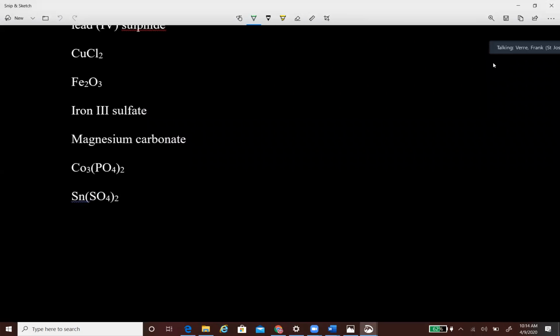Okay, so here are these 3 examples. These 2 examples, we just do the opposite, right? We go from the formula to naming them. So this says it's copper, Cu is copper, and it's chloride.